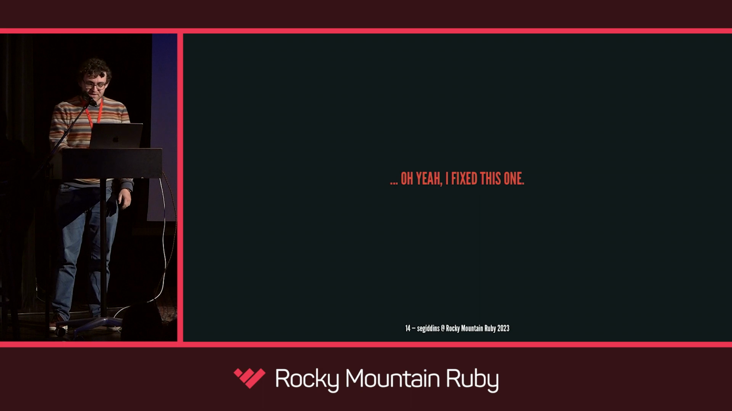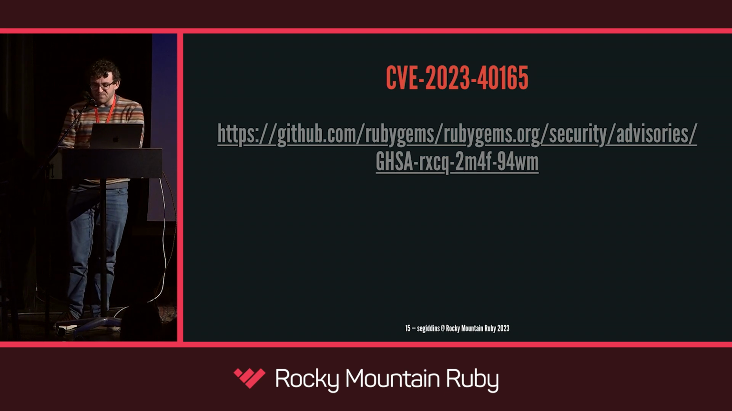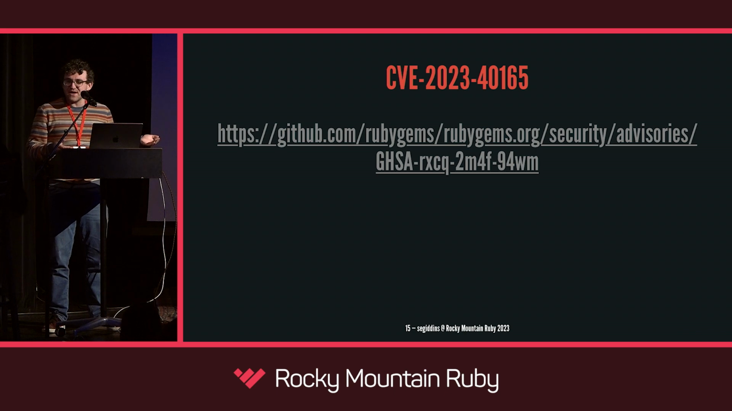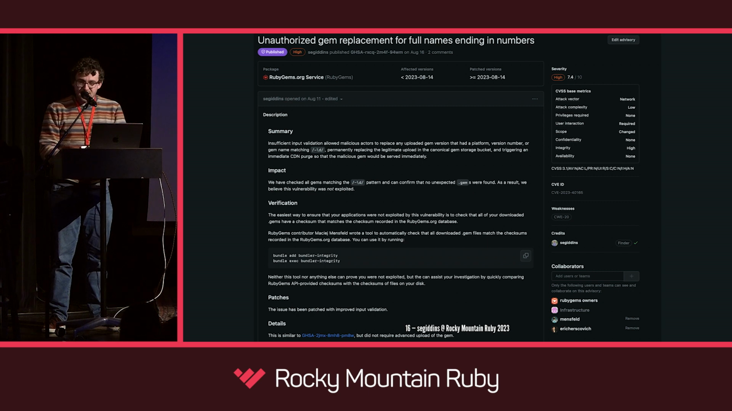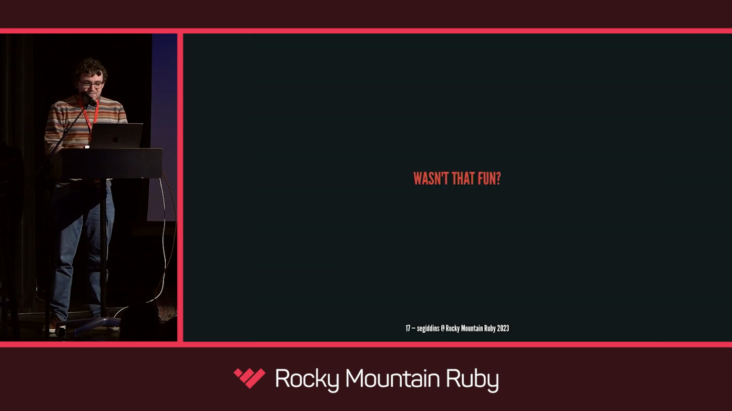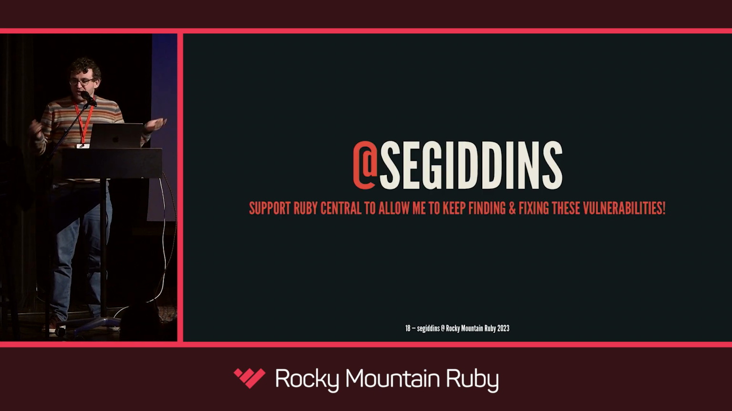Oh, yeah, sweet, I fixed this bug. So earlier this summer, it's not summer anymore, this summer, I published a CVE that basically allowed people to push broken gems like that to rubygems.org. Fortunately, no one exploited it. I found the bug, I fixed it, all's well that ends well. But yeah, possible to build broken gems, and wasn't that fun. So if you want me to keep on finding and fixing these bugs in the ecosystem before malicious actors do, support your local Ruby Central.